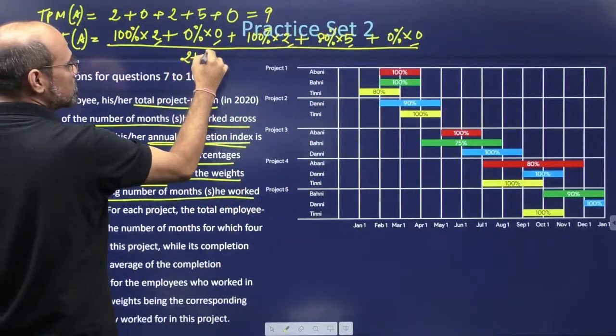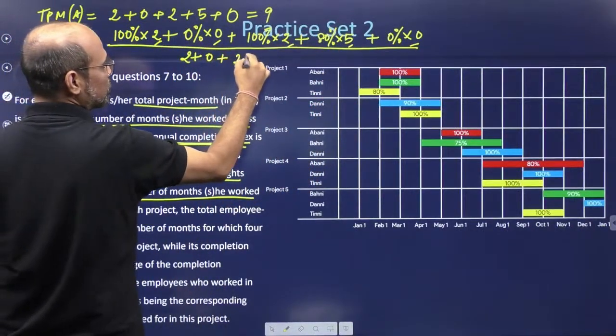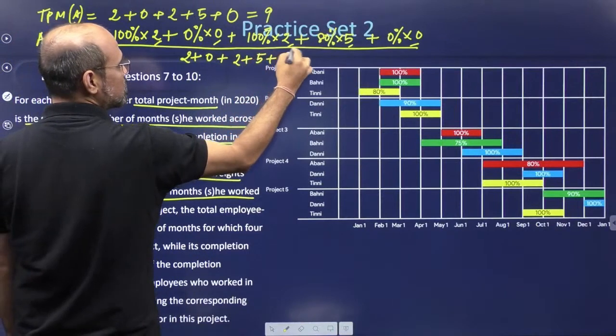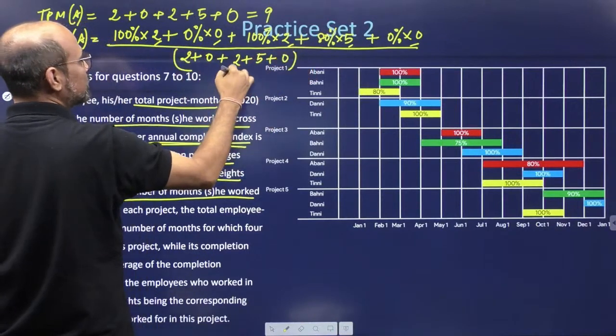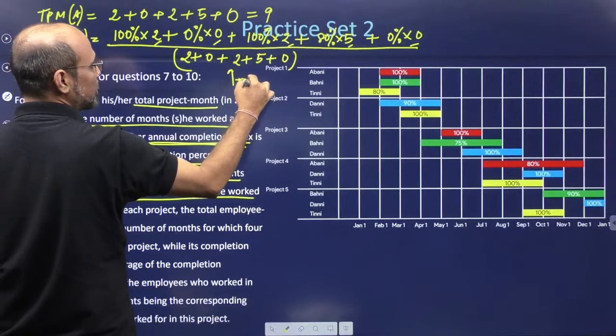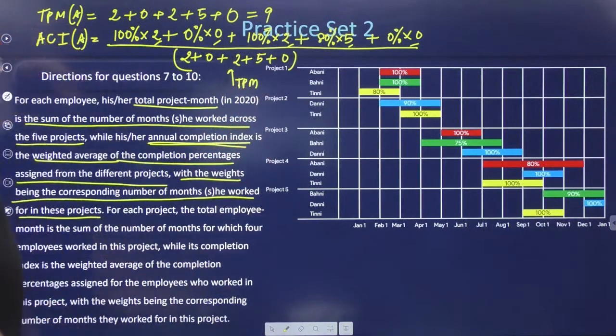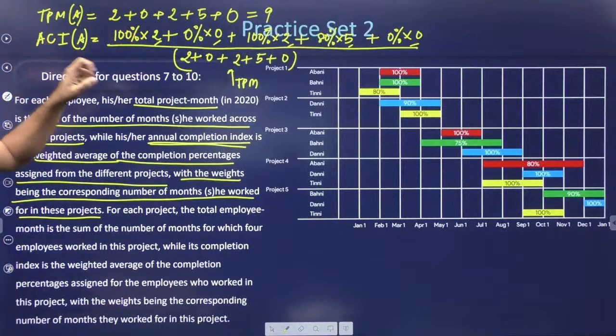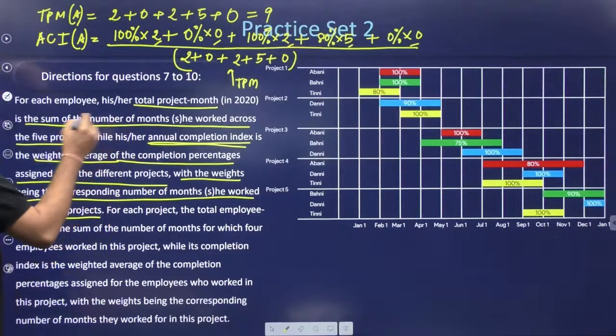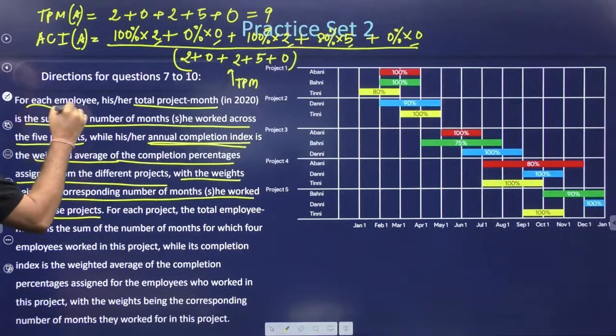You can understand it this way, or you can simply understand that this part is nothing but TPM, the total project month of that particular employee. So we should read slowly and understand what they are talking about by taking an example from the graph itself. Further, so this was for the employee, okay?